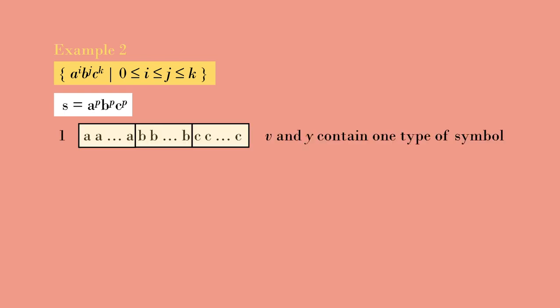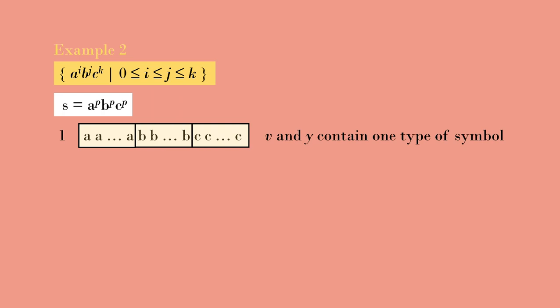For the second example, the choice of a string is a little less obvious than last time, but we will pick the same string a^p b^p c^p. As before, there are the same two cases to consider for the substrings v and y.